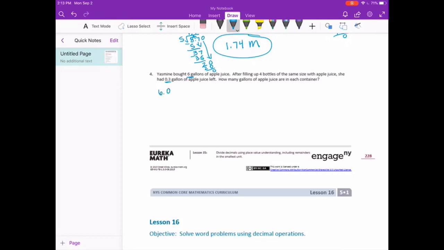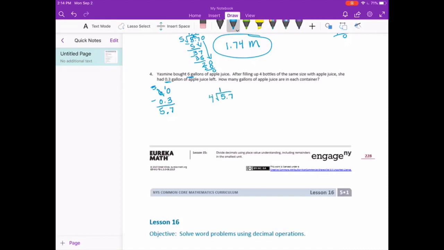So 6 minus 3/10. 0 minus 3, we can't do that. So I'll change that to a 5, and this is a 10. 10 minus 3 is 7. 5 minus 0 is 5. Bring the decimal point straight down. So there's 5 7/10 gallons in the 4 bottles. So now what we need to do is take that and split it evenly between the 4 bottles. So I'm going to do 5 7/10 divided by 4.